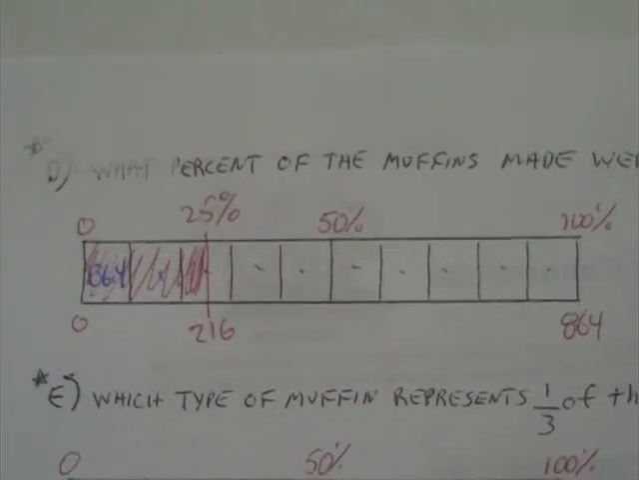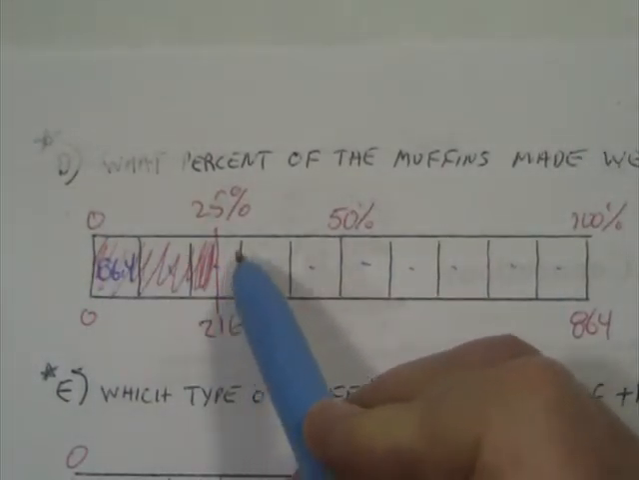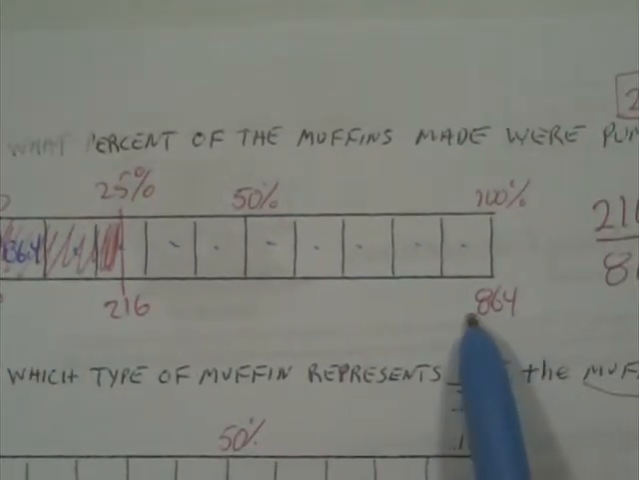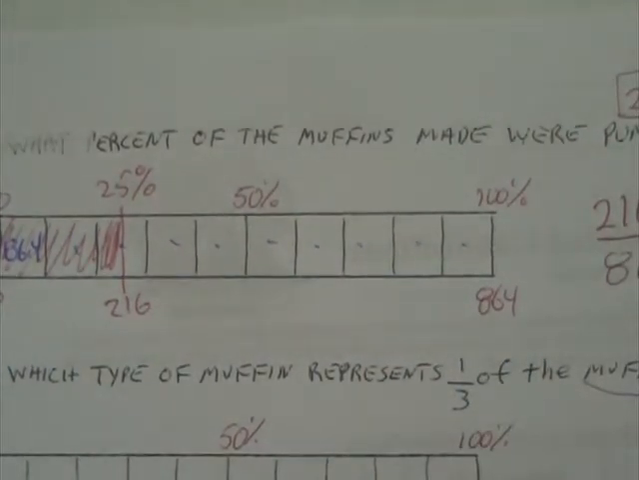Okay, so that's our model. 25%. You should shade 25%. Each box is 86.4 because the total is 864. Okay, let's go down to the next one.